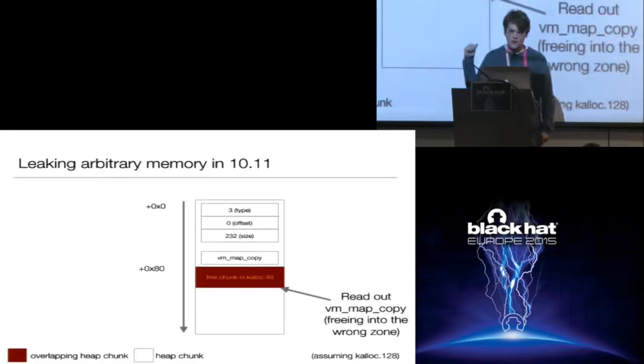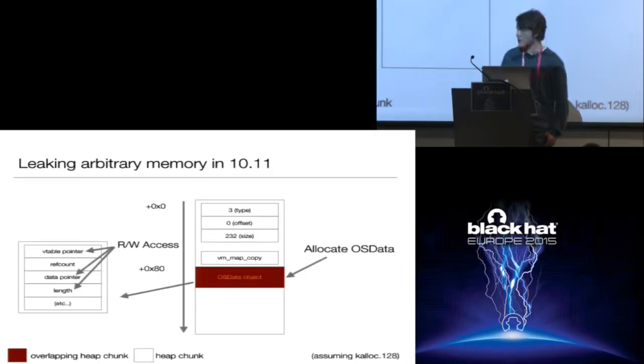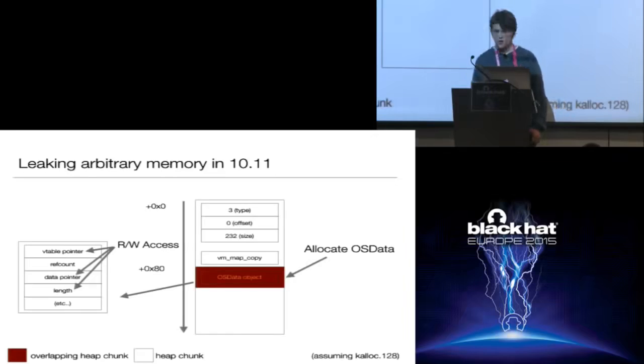And when you free the second one, it will be in a smaller zone, the OSData zone. So when you create another OSData, this is what happens, and you have read-write access to pretty much everything. And you can also derive the KASLR slide because OSData is a C++ object, and so you can find out a vtable pointer very easily.